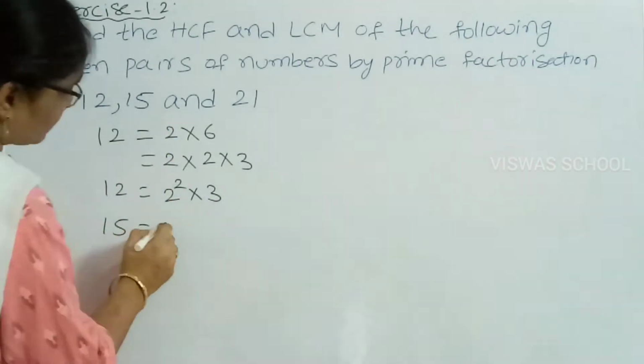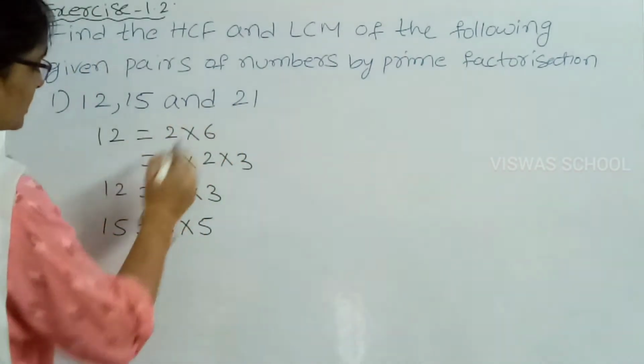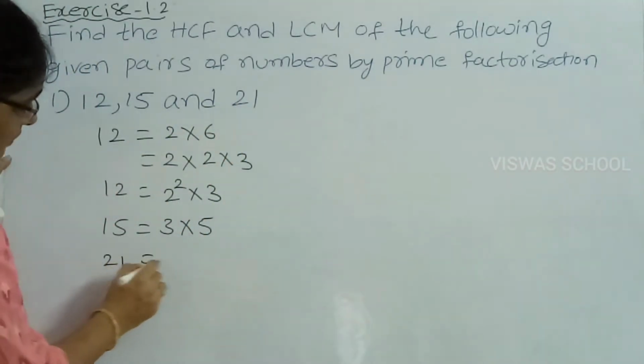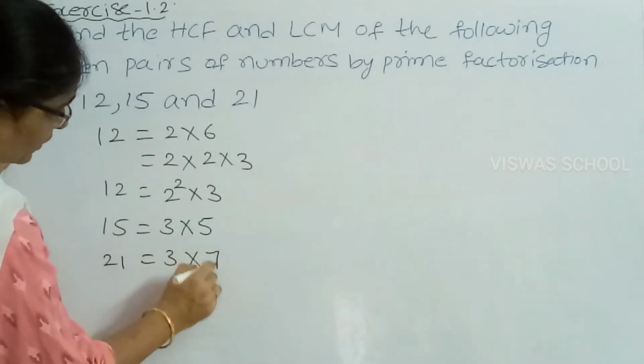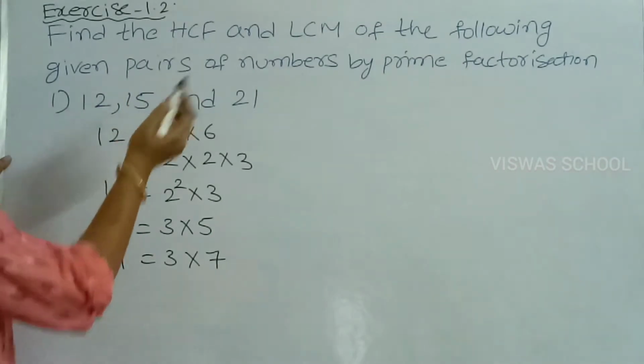And next coming to 15. 15 equals to, how do you write this? Here 3 5s are 15. And next one is what? 21. How do you write this? 3 7s are 21. Now we have to write out the HCF and LCM.